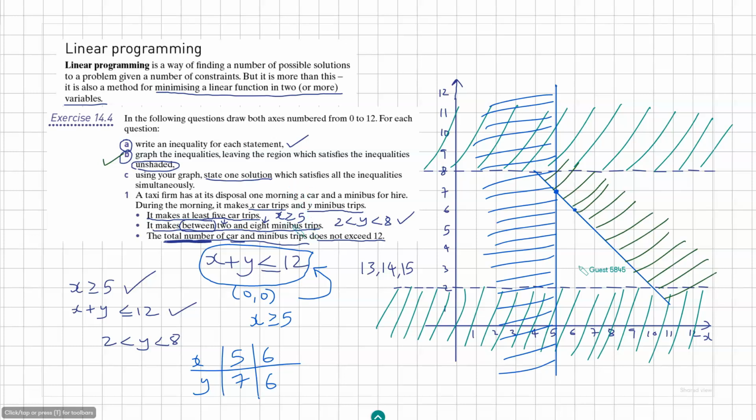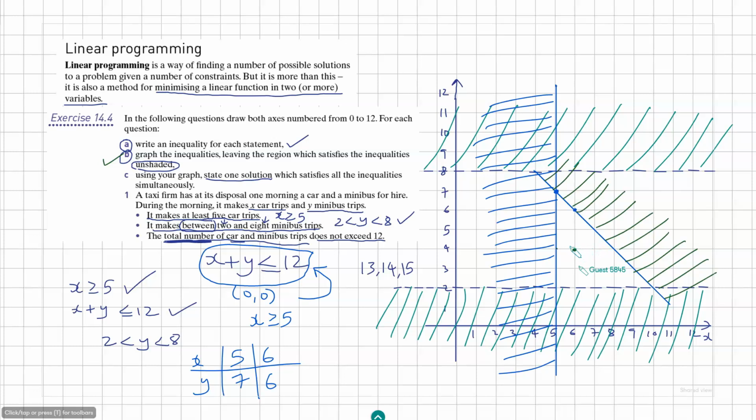So one solution actually means one value of x and y, right? That's what you mean by a solution, right? So 6 and 4. You mean this point? Okay, this point here. Yes. Very good. That's a valid solution.